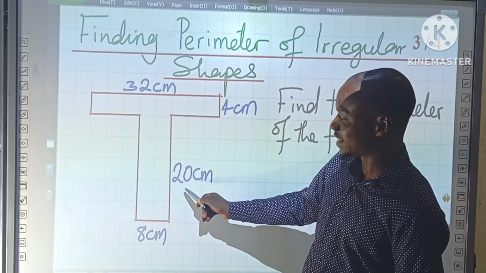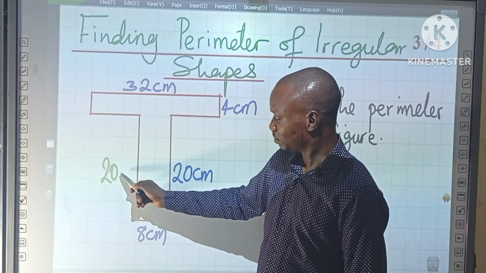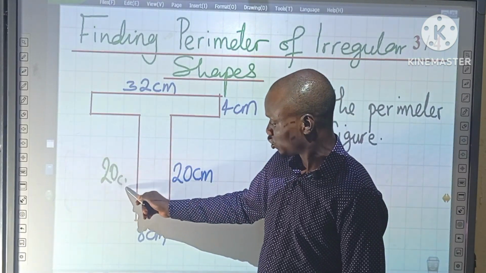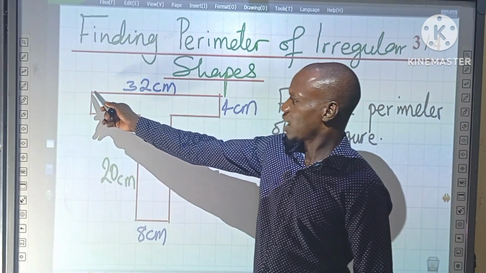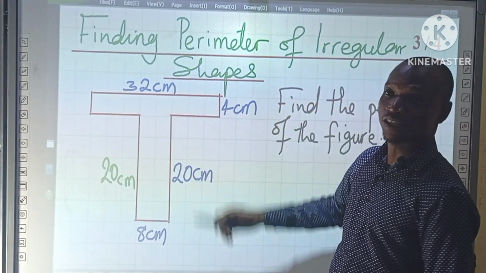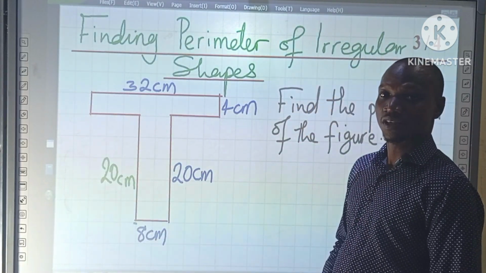Now, if this part is 20, this other side is adjacent to it. Both of them are perpendicular lines, so it must be what? 20 cm. Now, from our question, we discovered this part is 32 centimeters, and this part is 8 centimeters.